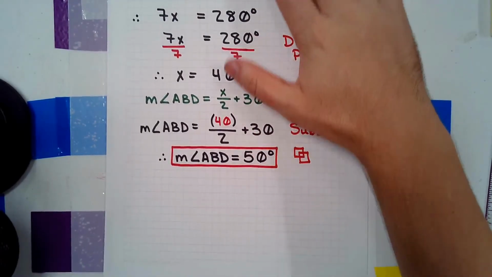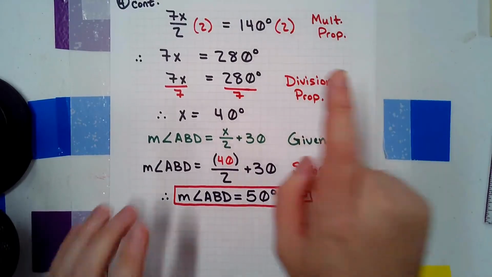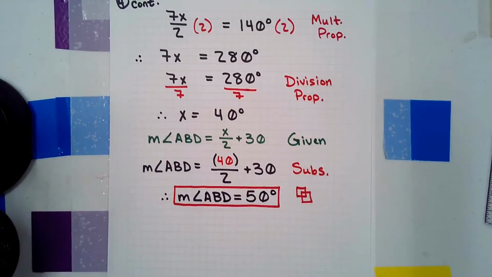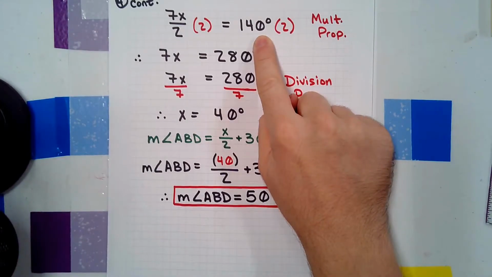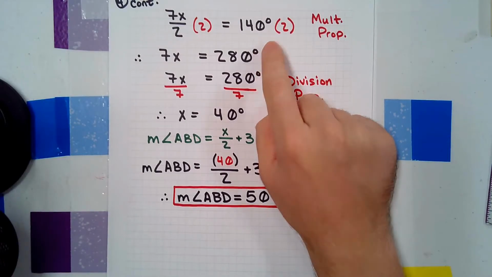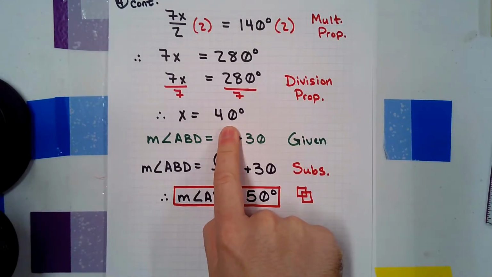I did it like this. I multiplied by 2, like Courtney said. And I get this. Then I divide by 7. Again, multiplication, division, same thing. Doesn't matter which way you do them, which order. I could have divided by 7 first and got 20. And then multiplied by 2 and got 40. Would have been the same thing.